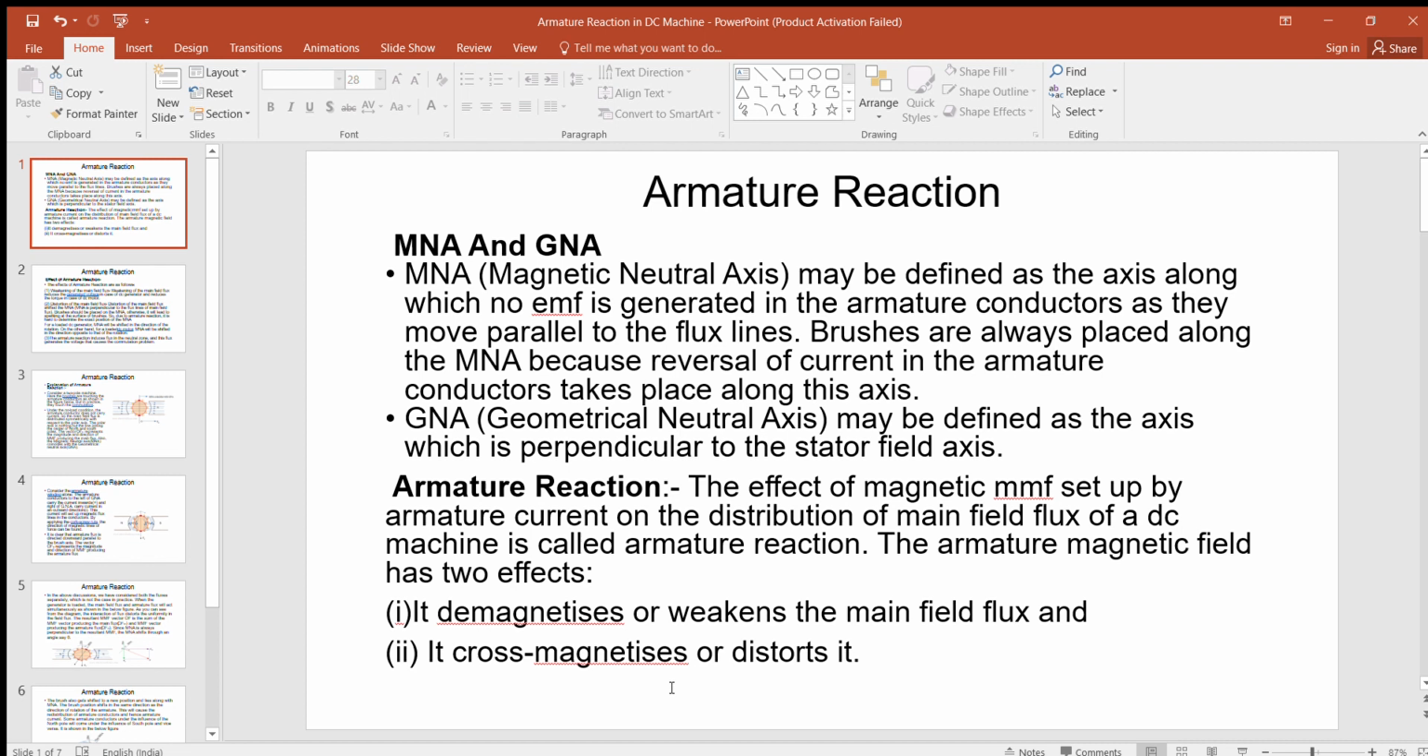Today I am going to discuss about the armature reaction.